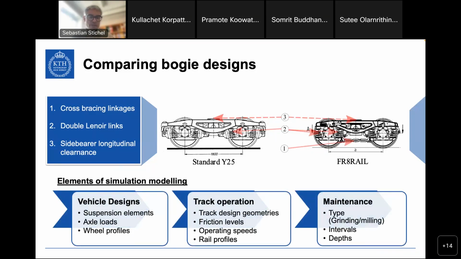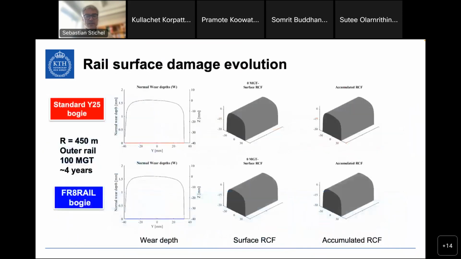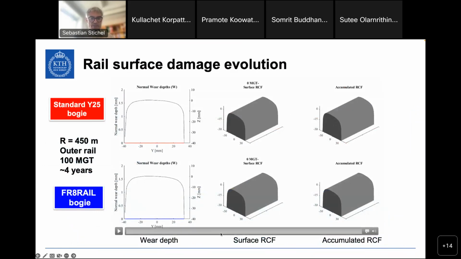Again, you need to know the vehicle design, the track operation, and then the maintenance actions. How is the grinding carried out in detail? And then with that, you can start iterative simulations. As said, after a certain time, the wheel profiles are updated, and then also after each grinding action, the wheel profiles are updated. And what you will see here on the left side is how the rail wear develops for the two different bogie designs.